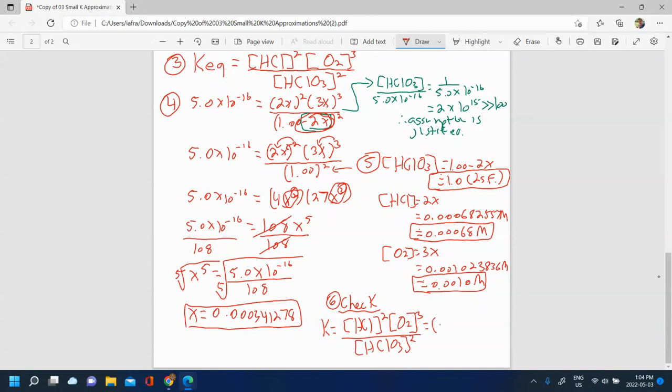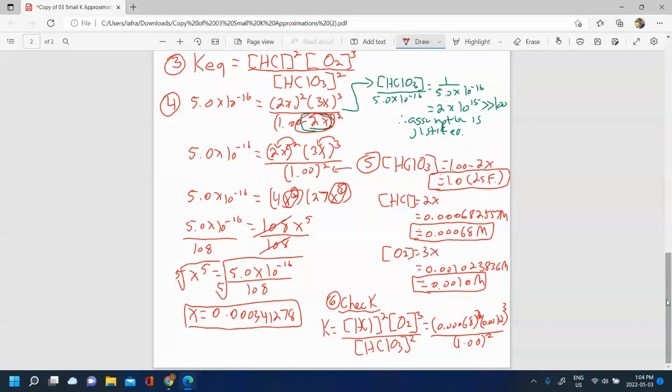So for HCl, it was 0.00068, so on and so forth, squared, times the oxygen, which was 0.00102, et cetera, cubed over the HClO3, which is 1.00, that was squared as well. That doesn't really make a big difference just because it's just a 1 there. So let's go and see if we got the right answer.